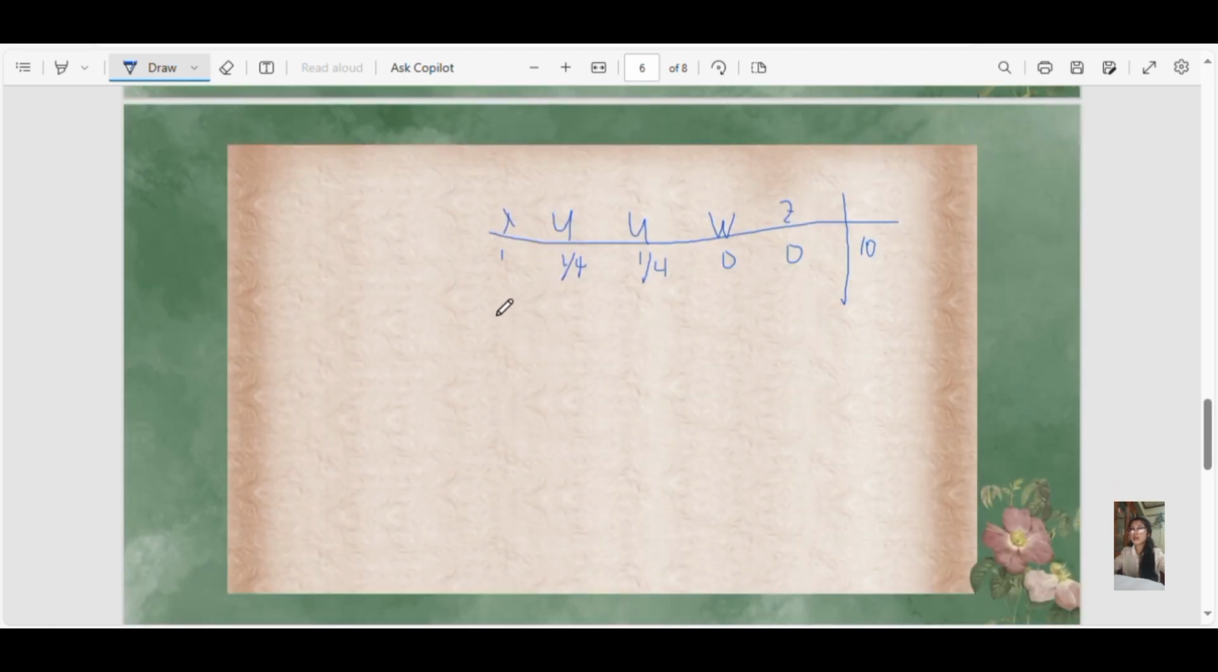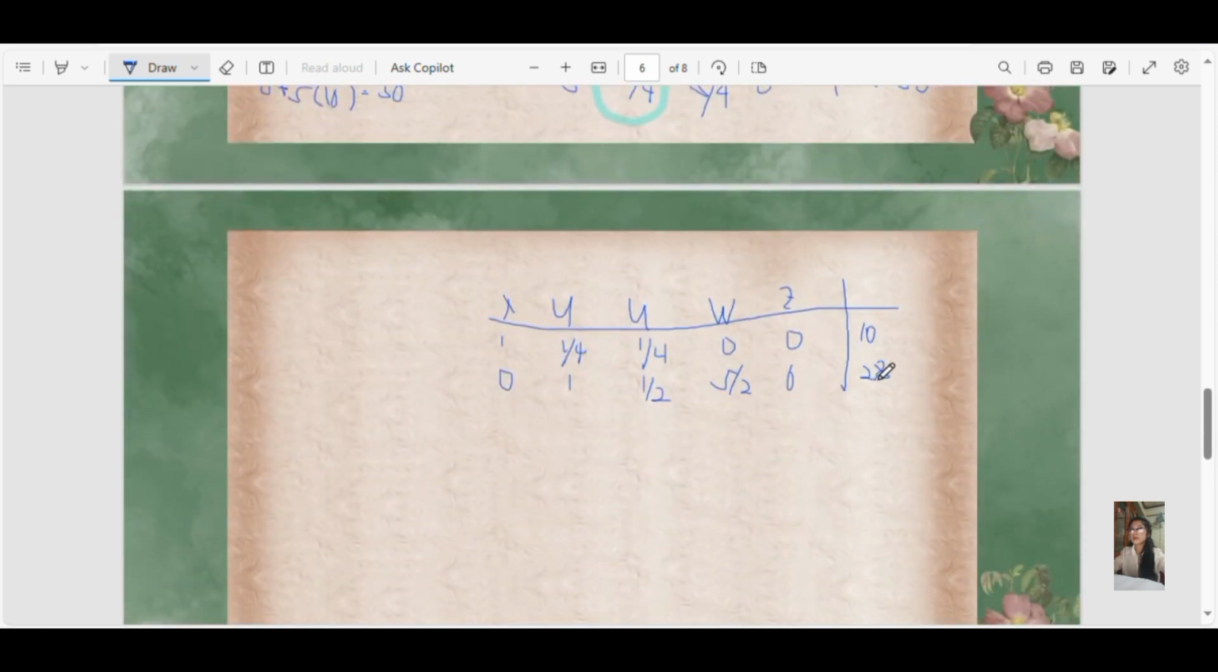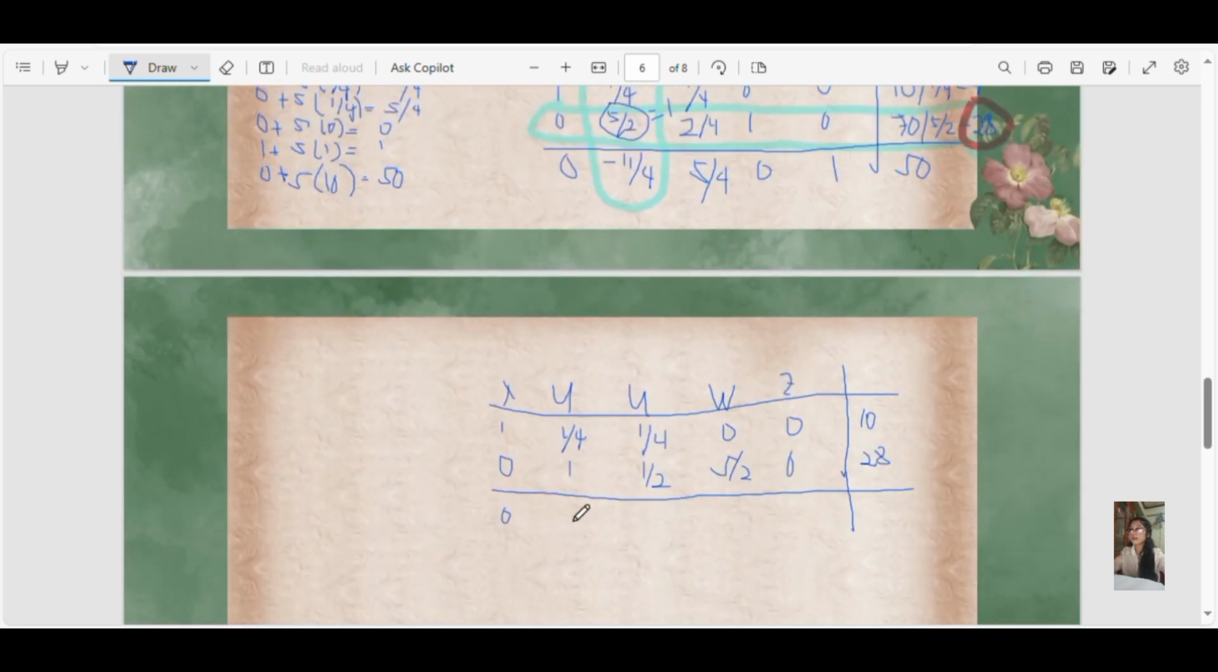That must be 0, then 1, then 1 over 2, and 5 over 2, 0, and 28. I just copied the last row: negative 11 over 4, 5 over 4, 0, 1, and 50.